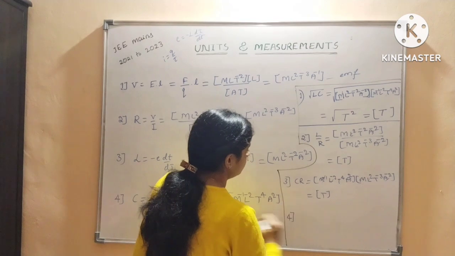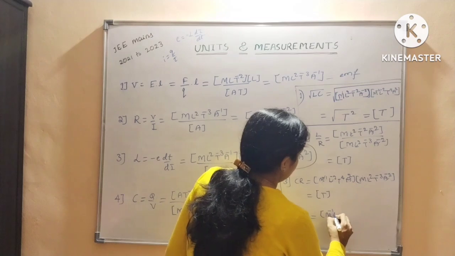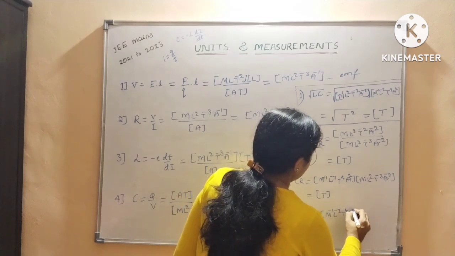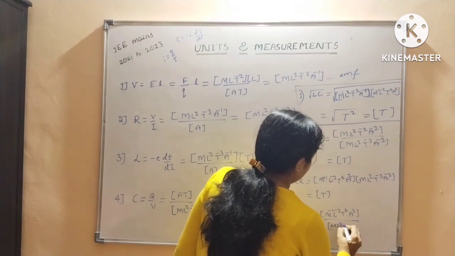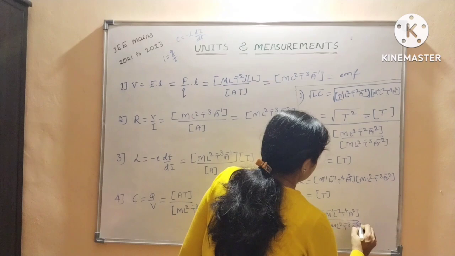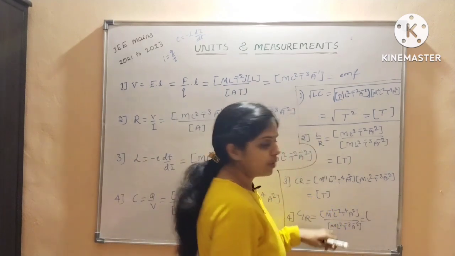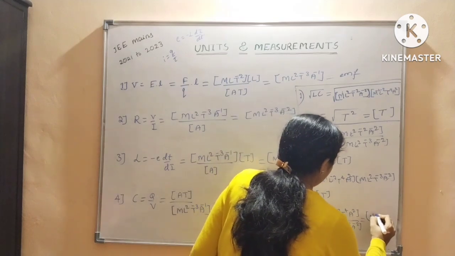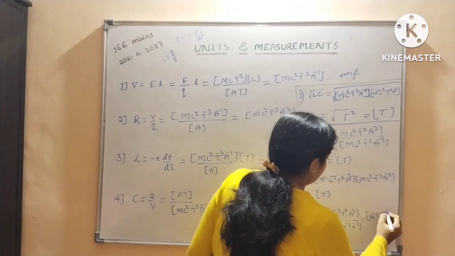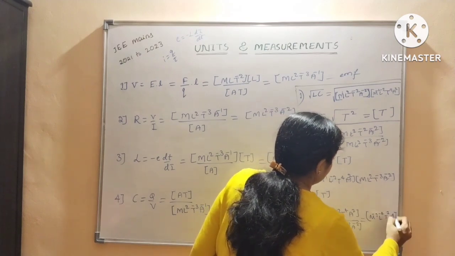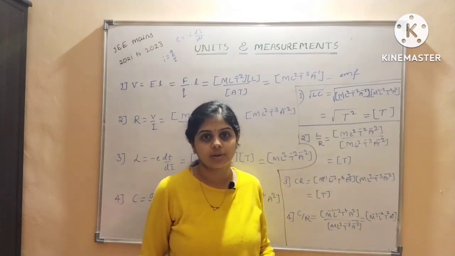Check for last option, that is C by R, which is equal to M power minus 1 L power minus 2 T power 4 A square by ML square T power minus 3 A power minus 2. M power minus 1 by M power minus 2 L power minus 4 T power 7 A power 4. So this is not equal to T, therefore fourth option is the correct option.